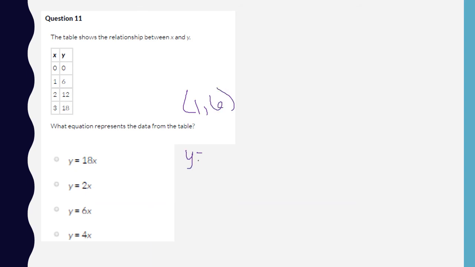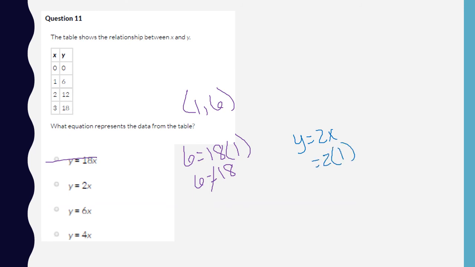I'm going to start plugging it in. So if I plug in 1, does 18 equal 6? No. So that first one can't be my answer. Let's try the second one. y equals 2x. So I'm going to plug in 6 and 1. 6 equals 2 times 1, that's 2. Nope, can't be that one.